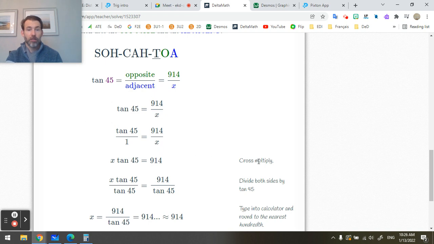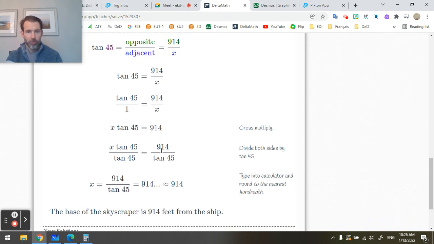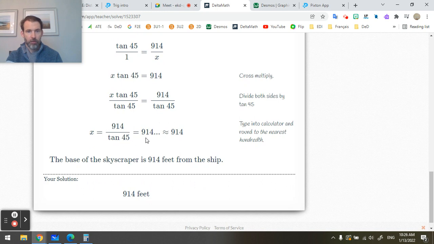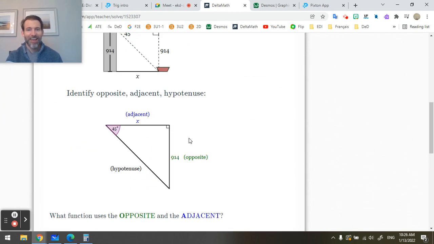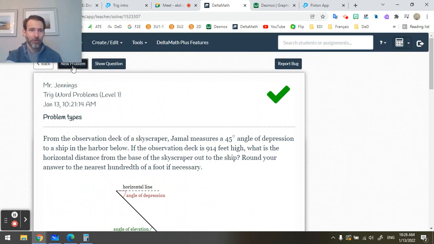Okay, so they call this cross multiply, which is fine. I multiply both sides by x. It's the same. Okay, and then they divide both sides by tan 45. They say it's equal to 914, and then they say it's approximately equal to 914. That's weird. It's like saying, I'm 42 years old, or approximately 42 years old. Why would I say that? Anyway, another question. You want to do lots of these.